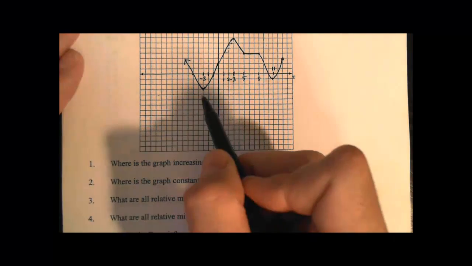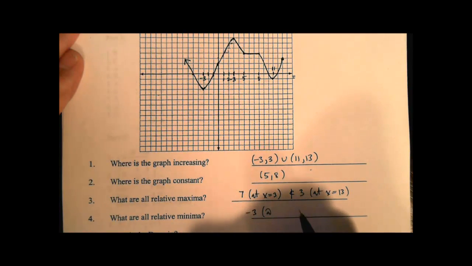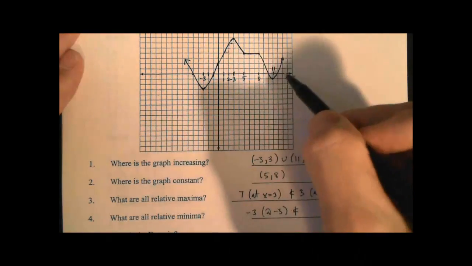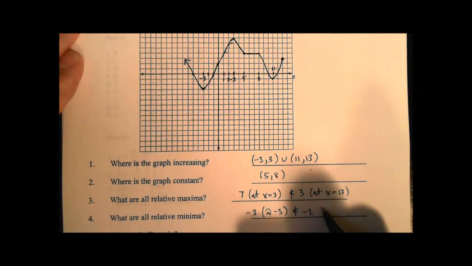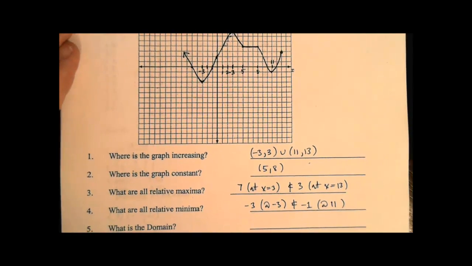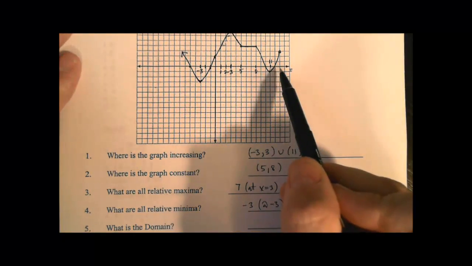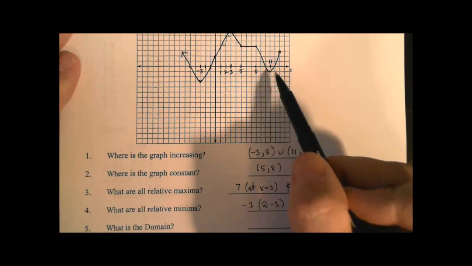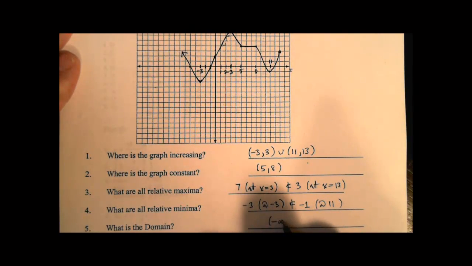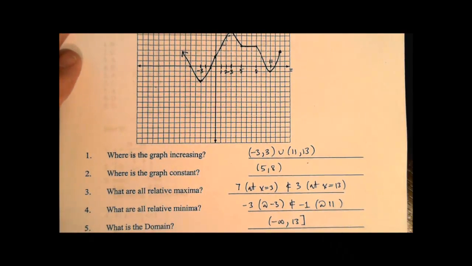The relative minima, there's one here, and that's -3. And that's at x equals -3 also. And any other local low points? Yes, -1. And that's at x equals 11. And let's see what else we have. What is the domain? The domain looks to be from here all the way to the left. So it looks like from minus infinity up to 13, close bracket, because that's a dark circle there.